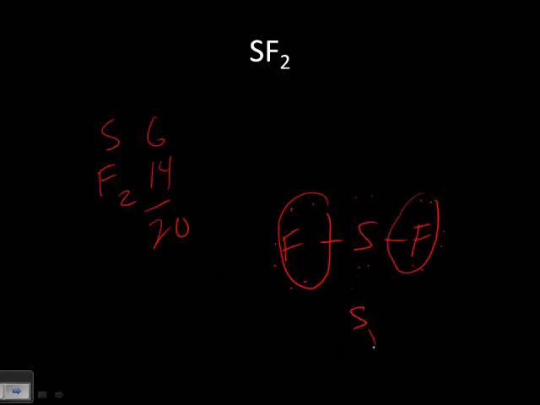If I build this, though, what I'll see is it looks like this, with the lone pairs up here. And so this is going to be a bent structure, and it's going to be polar because of those lone pairs.